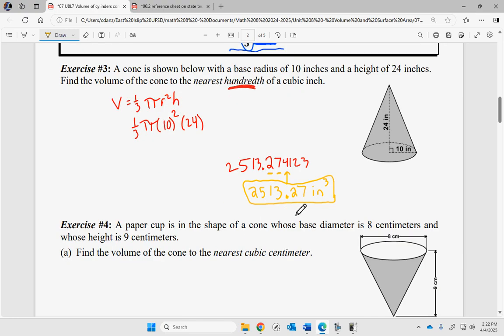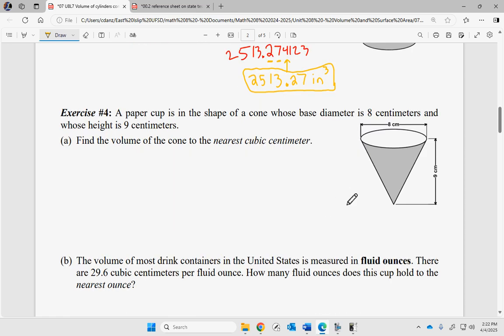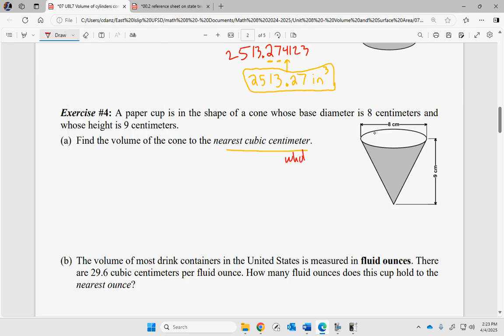So let's do this problem about a paper cup that's in the shape of a cone, whose base diameter is 8 centimeters and whose height is 9. Find the volume of the cone to the nearest cubic centimeter. Nearest cubic centimeter, remember that would be like a whole number. So we write down the formula, 1/3 pi r squared h. In place of r, well, they told us the diameter was 8, so the radius must be 4. And the height is 9.